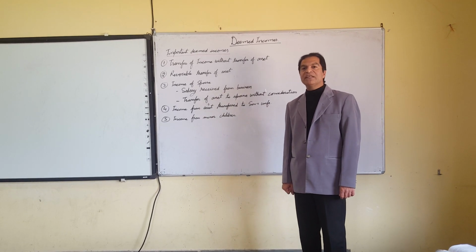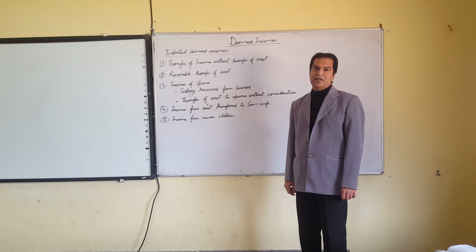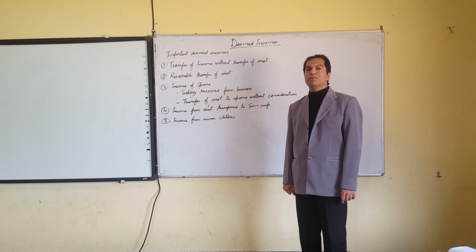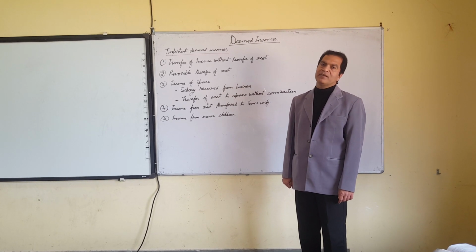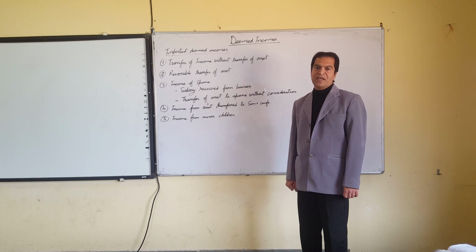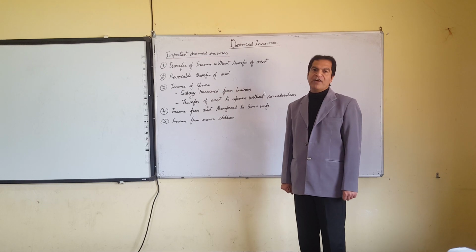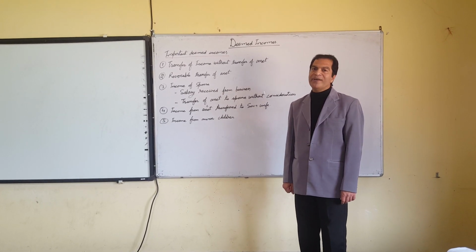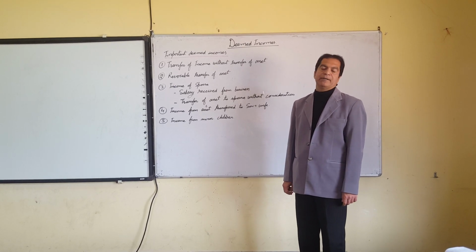Suppose my income is 2,50,000 per annum, then no need to pay tax. But as and when I earn more than 2,50,000 rupees, but up to 5 lakh rupees, I need to pay 5% tax. If my income increases and I earn more than 5 lakh rupees, then I am required to pay tax at the rate of 20%. That's why this progressive system is applied in India.